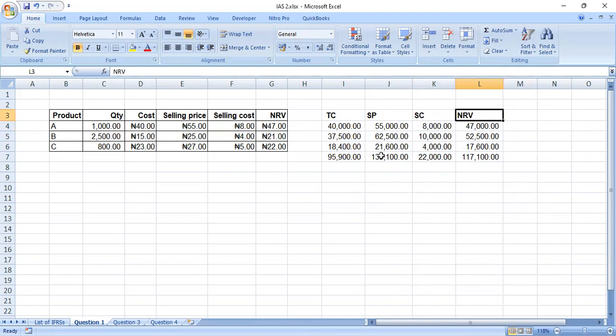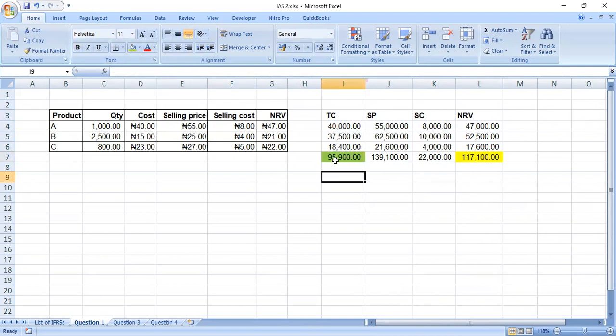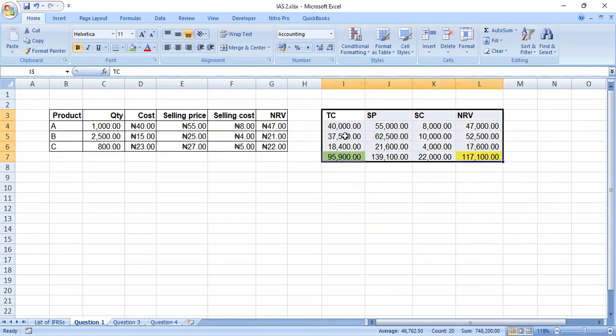So what you then want to do is pick this and pick this at the same time. You're looking at these two and saying, okay, which one is lower? You want to pick this and say, because this is lower, let me put it color green. So this is lower, therefore the inventory should be valued at cost. Now, if you do this, this will not be correct. This should be absolutely wrong.